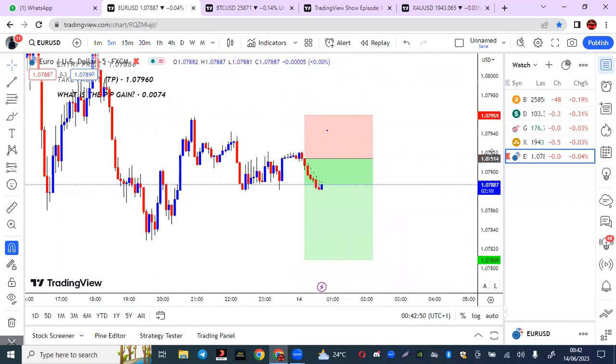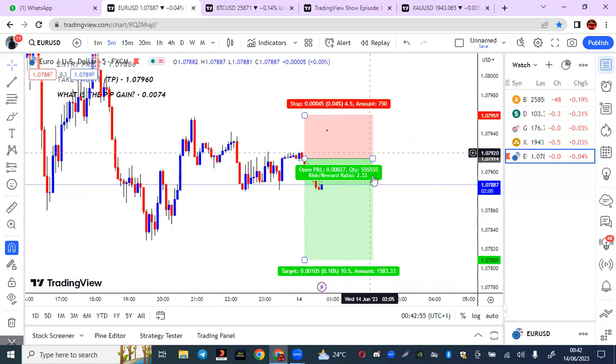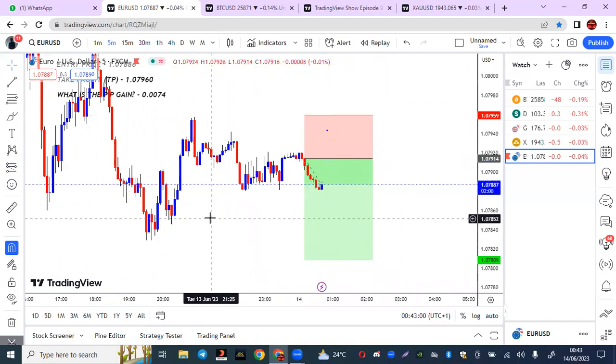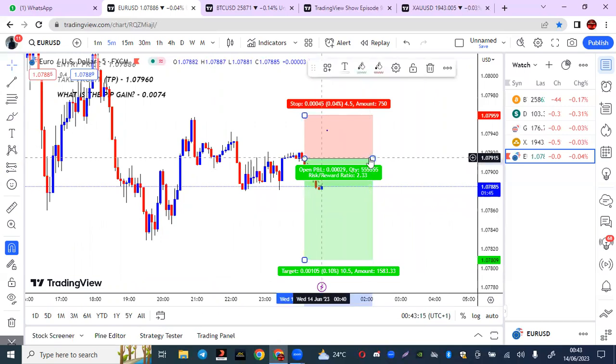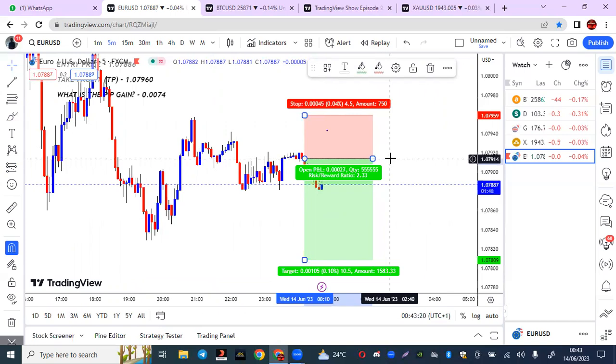Now look at your right. You see some highlighted stuff here, red, blue, green. That shows you the three figures this represents. For this particular one we are selling, so our stop loss is at 1.07959. Our entry price, where we entered, is here: 1.07914.